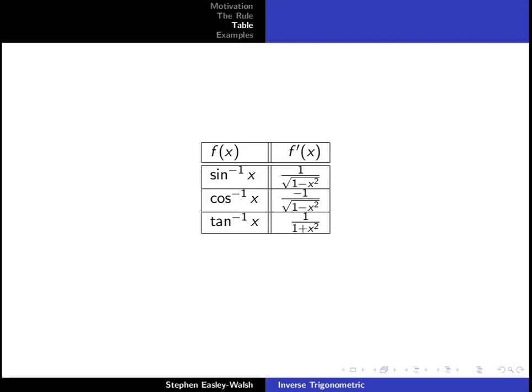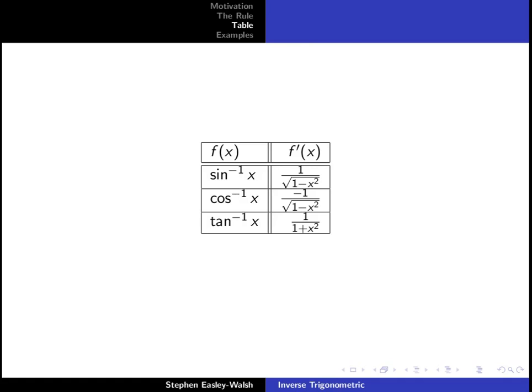We've just seen that the derivative of sine inverse x is 1 over square root of 1 minus x squared. The derivative of cos inverse x is minus 1 over square root of 1 minus x squared. And the derivative of tan inverse x is 1 over 1 plus x squared. Let's look at some examples.